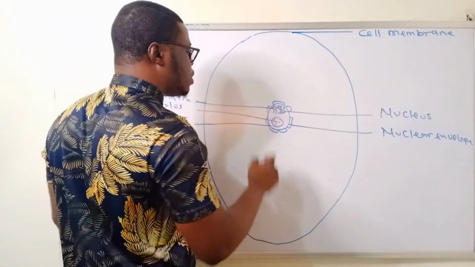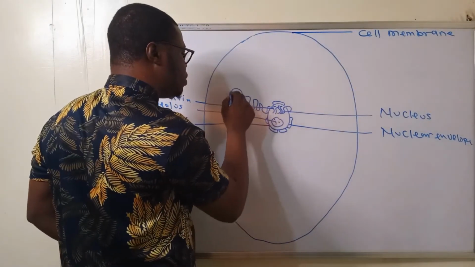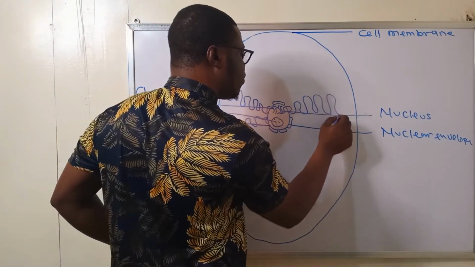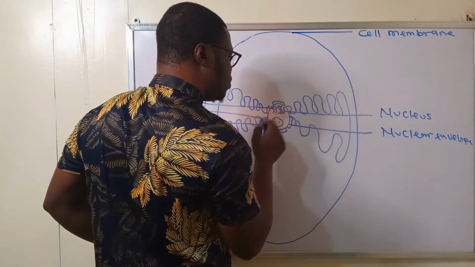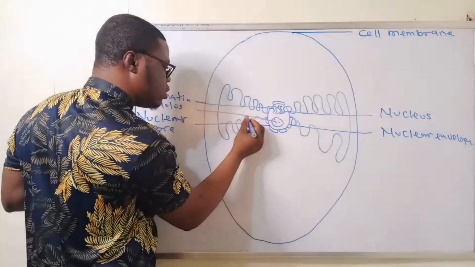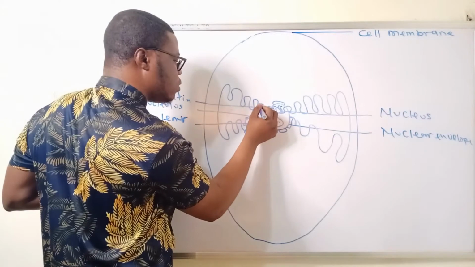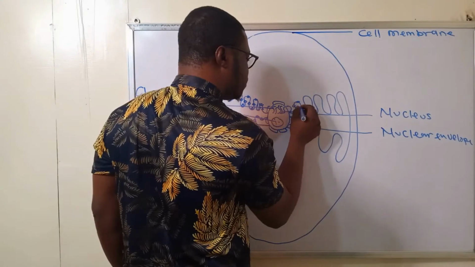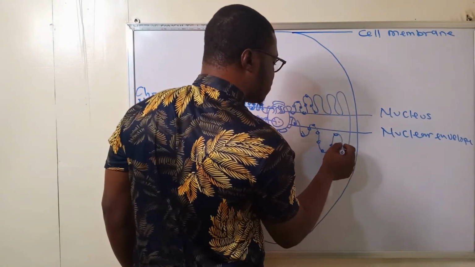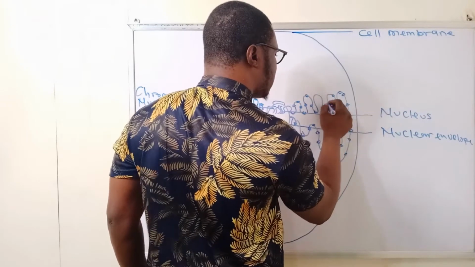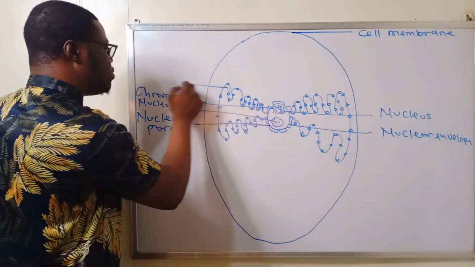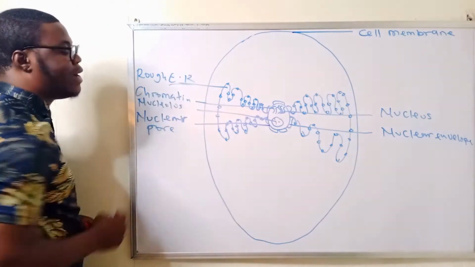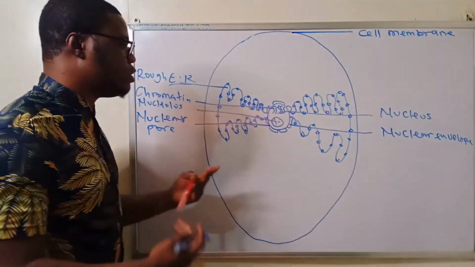And after that, you have the rough endoplasmic reticulum. They are attached with ribosomes. Now, you label that as the rough endoplasmic reticulum. In an examination condition you don't abbreviate, you write in full. I'm just doing this because this is just a coaching class.